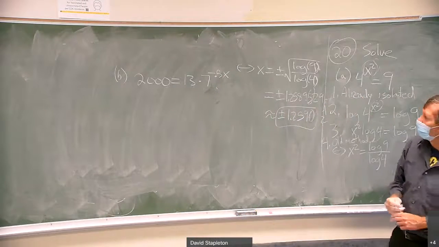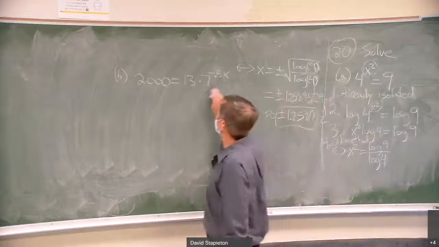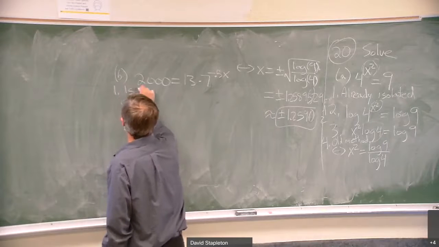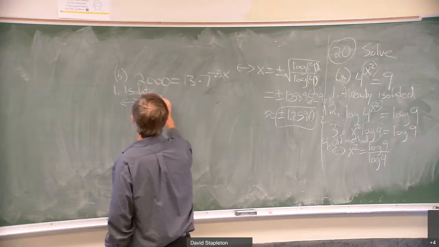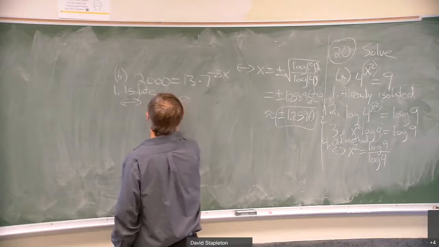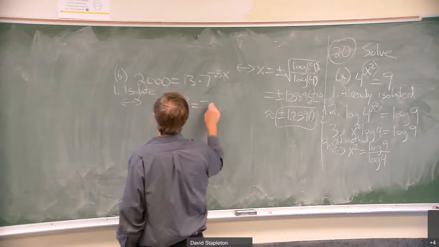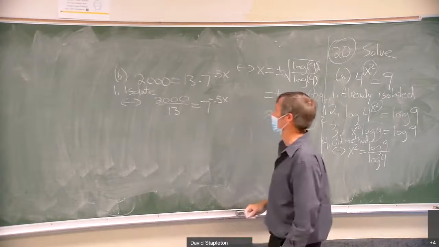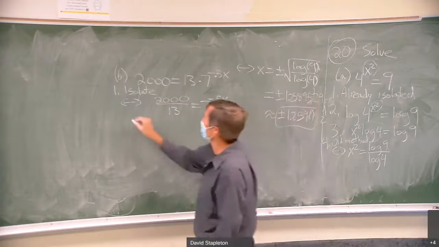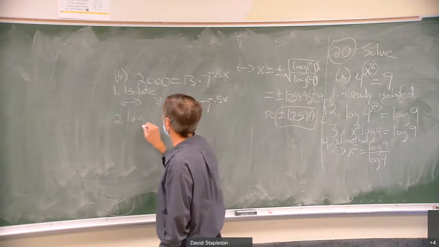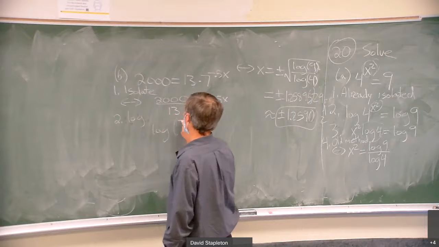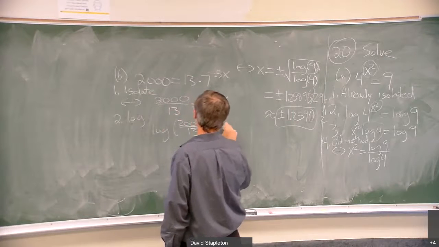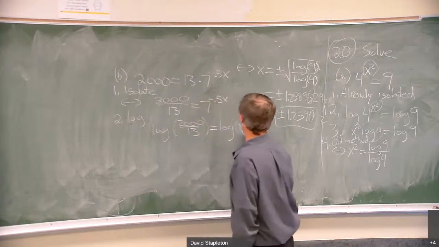Now, this again is what we did at the beginning. We'll isolate the exponential. This time it's not isolated. So I'll divide both sides by 13 and get 2,000 over 13 equals 7 to the minus 0.5x. Now the exponential is all by itself on one side of the equals. So I'll take the logarithm of both sides. Log of 2,000 over 13 equals log of 7 to the minus 0.5x.